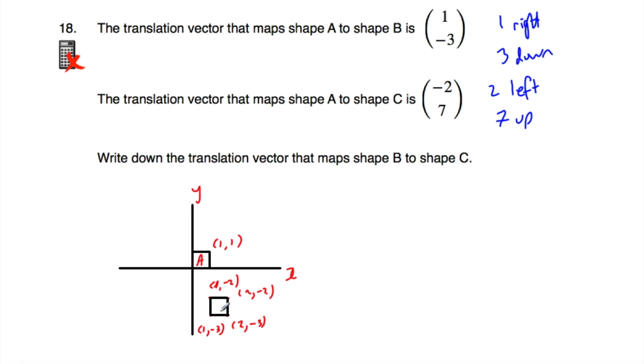So that's the square B there, okay? Because it's been translated 1 square to the right and 3 squares down, and it's now here. Okay, so let's go back up to A, and A has been translated by negative 2, 7. So 2 squares left and 7 up.